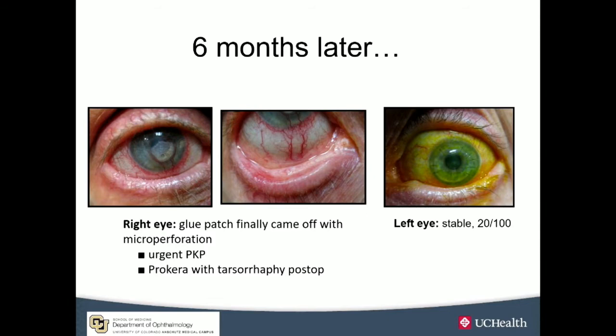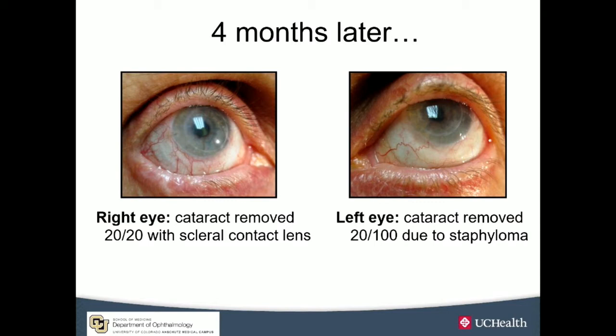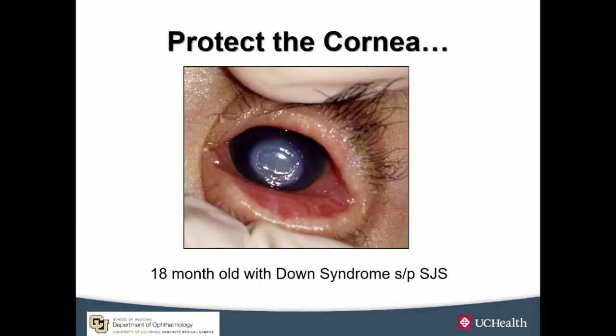She ended up getting fitted with a scleral lens. I eventually removed the cataracts in both eyes. And she sees 20/20, and she's now 8 years out from all of this. She's 20/20 in her right eye with her scleral lens. The left eye is still limited because of the retinal problems. So cataracts in both eyes. Outcome: there's an awful lot of work.